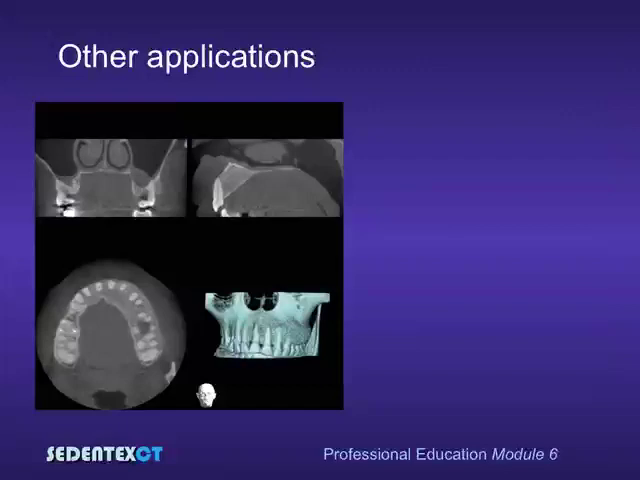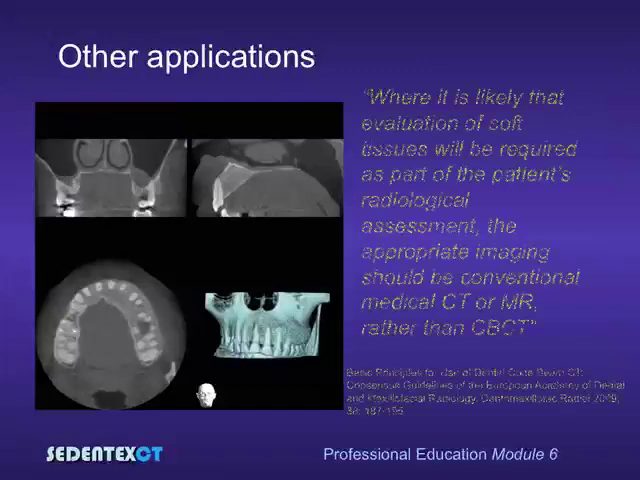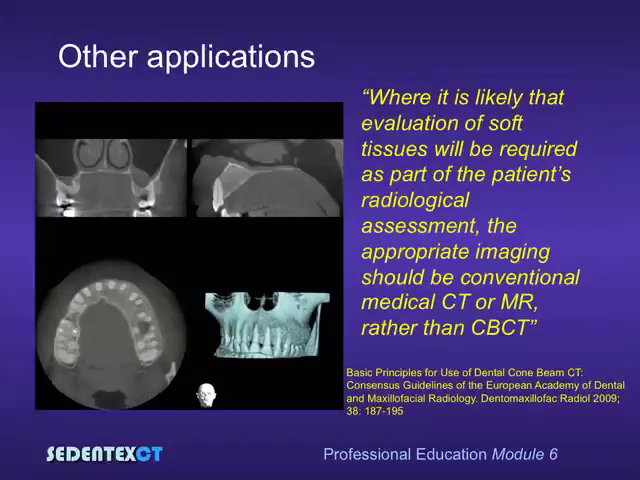It is clear that cone beam CT could be used for a wide range of pathological and developmental conditions in the jaws. However, an important aspect to re-emphasize is that where it is likely that evaluation of soft tissues will be required as part of the patient's radiological assessment, the appropriate imaging should be conventional medical CT or MR rather than cone beam CT. Remember, this is one of the basic principles for the use of dental cone beam CT established with the European Academy of Dental and Maxillofacial Radiology.